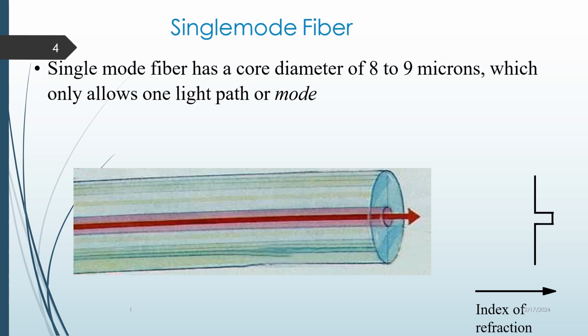Here we can classify the light traveling path, which we call modes. We can classify in different paths. Single mode fiber has a core diameter of 8 to 9 microns, which only allows one light path, and the light traveling path we call a mode.